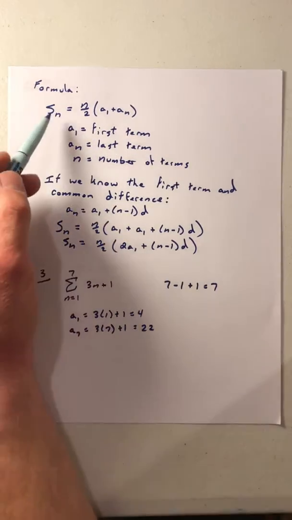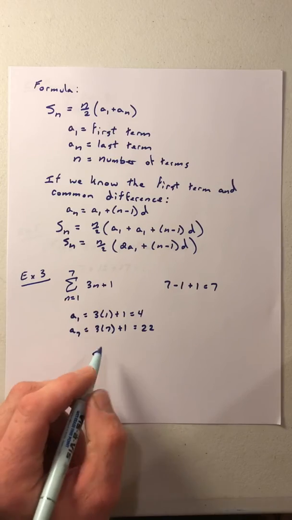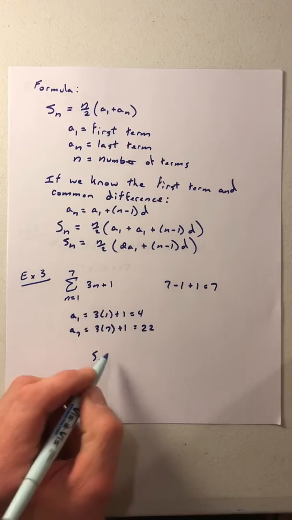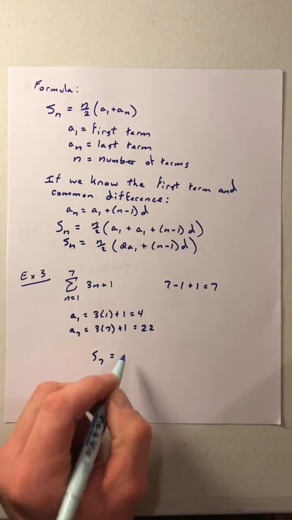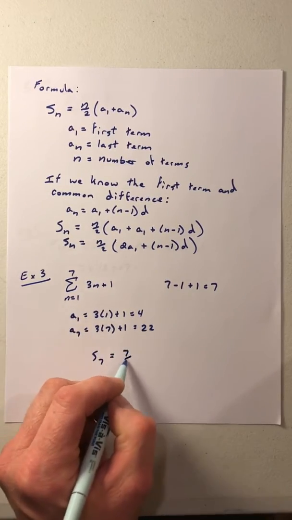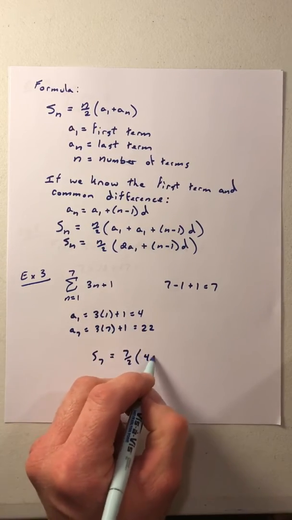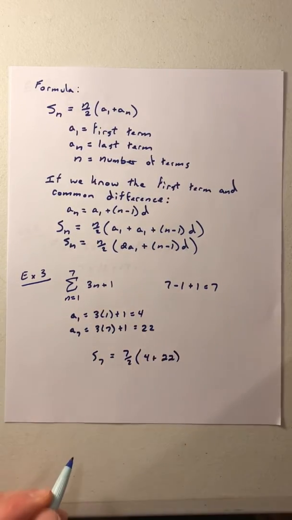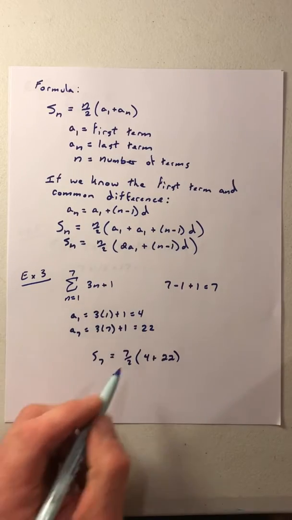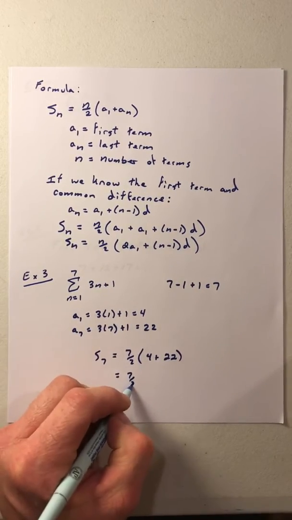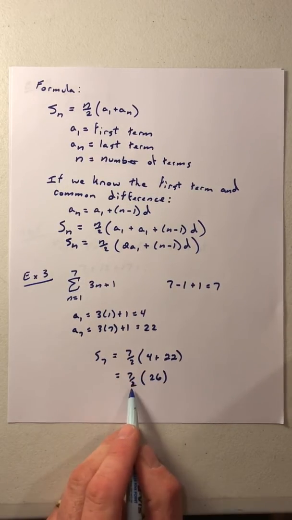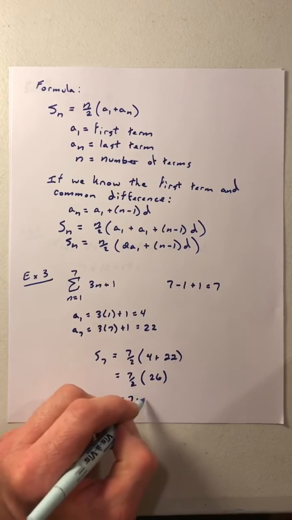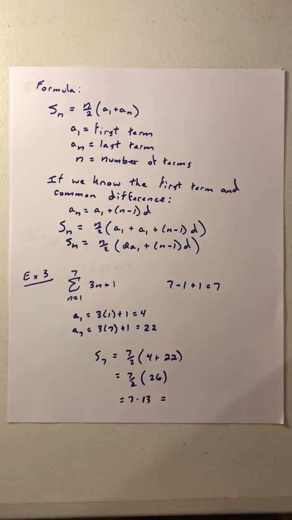So now I can use my formula. So the sum of the first 7 terms of this sequence is going to be my number of terms, 7 over 2, times the first term plus the last term. Simplifying that out, I had 7 halves times 26. I would go ahead and divide your 26 by 2 to get 7 times 13. So we end up with 91 as our summation.